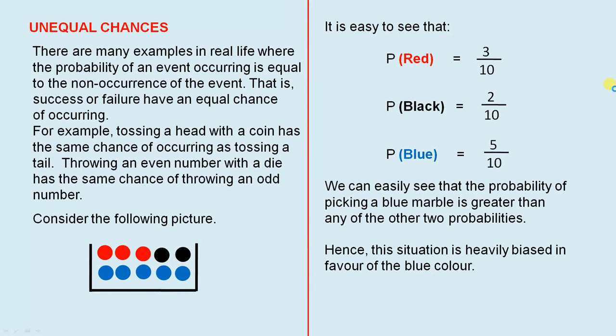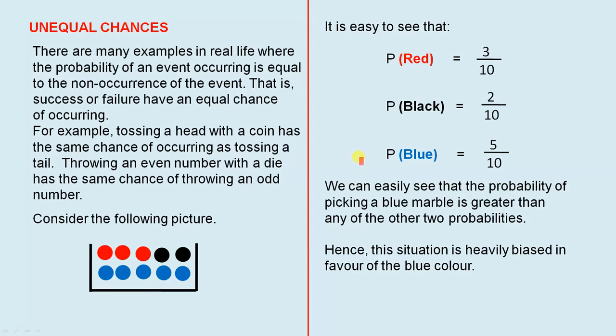Unequal chances. There are many examples in real life where the probability of an event occurring is equal to the non-occurrence of the event. That is, success or failure have an equal chance of occurring. For example, tossing a head with a coin has the same chance of occurring as tossing a tail. Throwing an even number with a die has the same chance of throwing an odd number.